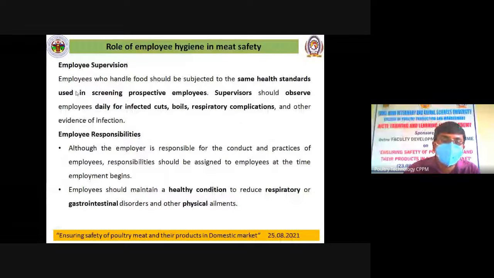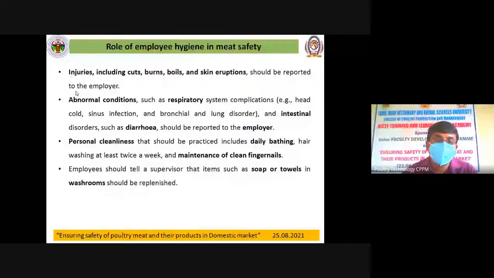So, employee supervision. Employees who handle food should be subjected to the same health standards used in screening prospective employees. The supervisor should observe employees daily for infected cuts, boils, respiratory complications, and other evidence of infection. Whenever these occur, they should be reported immediately, and necessary action should be taken. And employee responsibilities: although the employer is responsible for the conduct and practices of employees, responsibility should also be assigned to the employees at the beginning of employment. So employees should maintain a healthy condition and reduce respiratory or gastrointestinal disorders and other physical ailments.